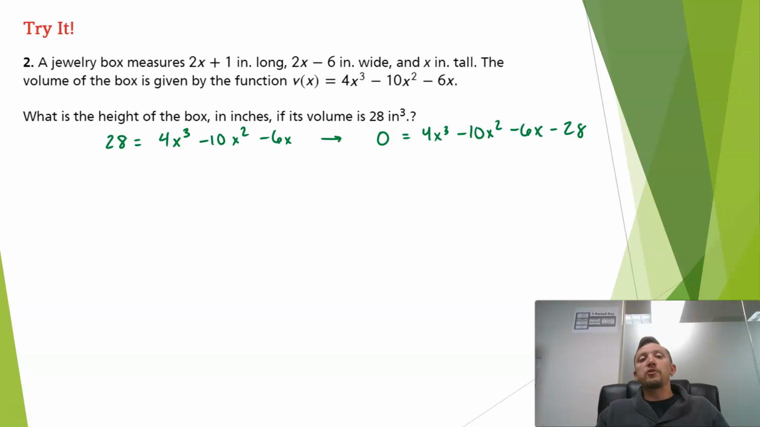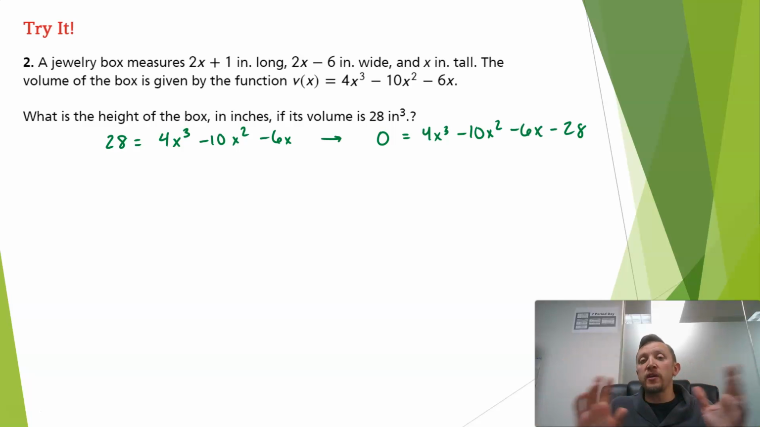All right, so I want you guys to try this one on your own. It says a jewelry box measures 2x plus 1 inches long, 2x by 6 inches wide, and x inches tall. The volume of the box is given by the equation 4x cubed minus 10x squared minus 6x. So it says, what is the height of the box in inches if the volume is 28 cubic inches?